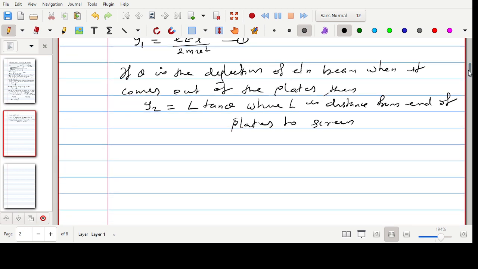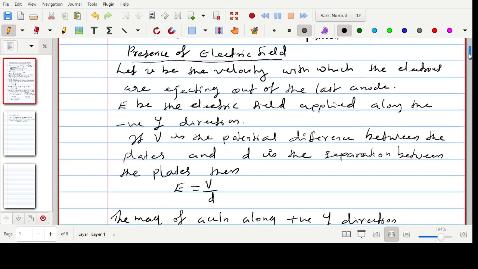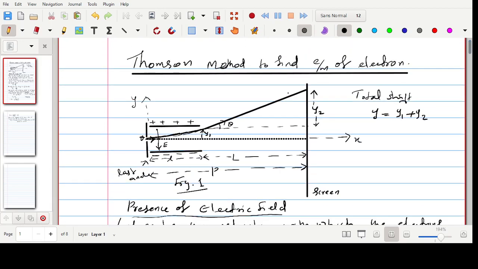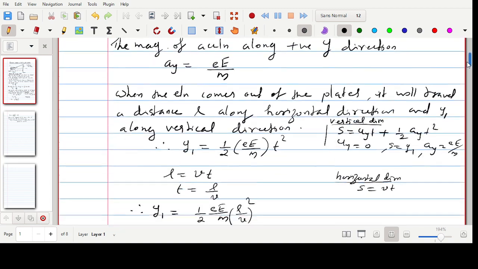Now we need to calculate tan theta. When it ejects out of this plate, it is having a horizontal component of velocity and vertical component of velocity. The horizontal velocity remains constant. What will be the horizontal velocity? There is no force along horizontal direction. So horizontal velocity will be V. Now we need to calculate the vertical velocity.